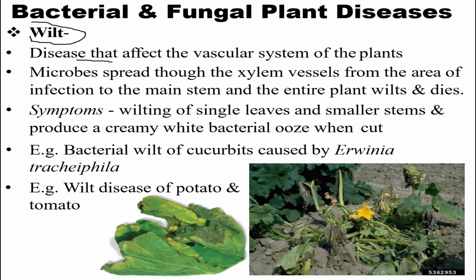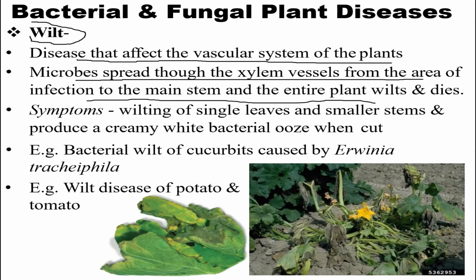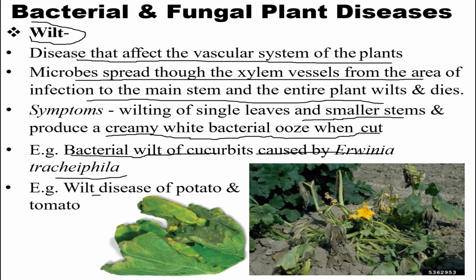These are diseases that affect the vascular system of the plants, and these are microbes which spread through the xylem vessels from the area of infection to the main stem, and the entire plant wilts and dies. Some of the symptoms of wilt would be wilting of single leaves and smaller stems, and a creamy white bacterial ooze when cut. Some examples are bacterial wilt of cucurbits, which is caused by Erwinia tracheiphila, and more examples would be wilt disease of potato and tomato.